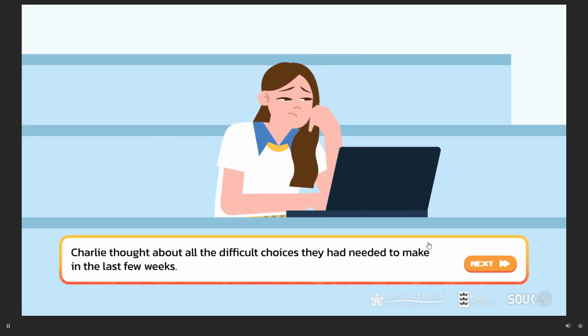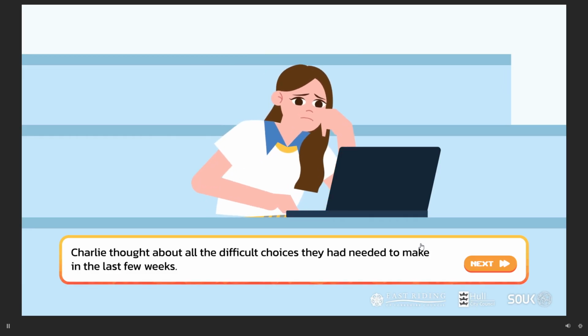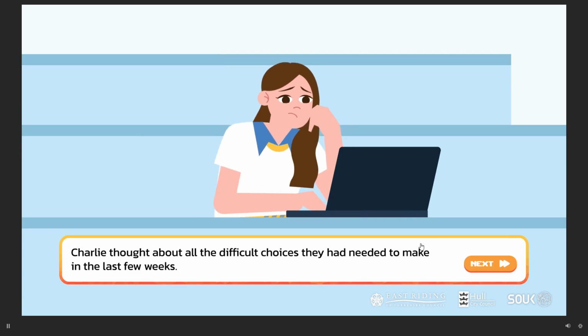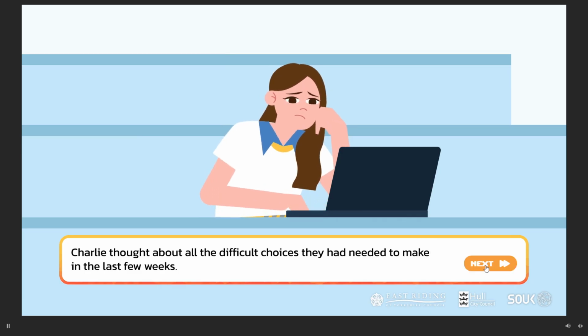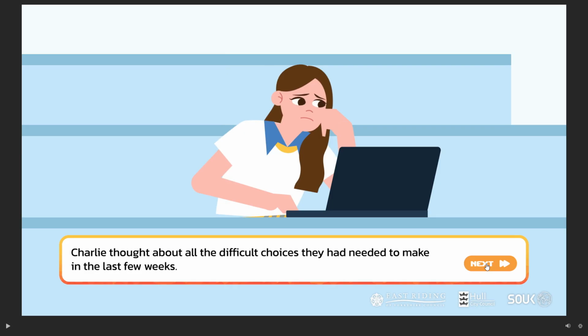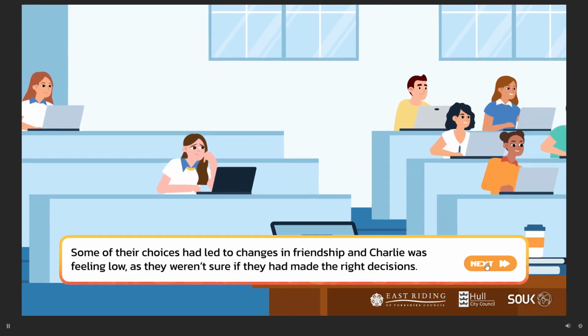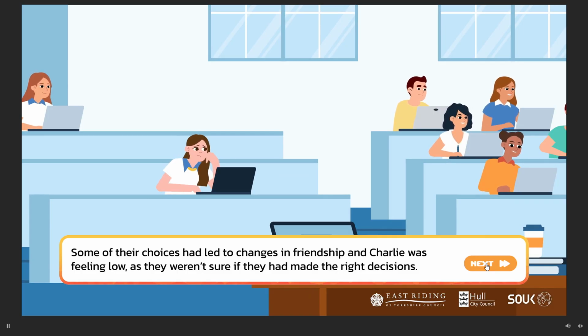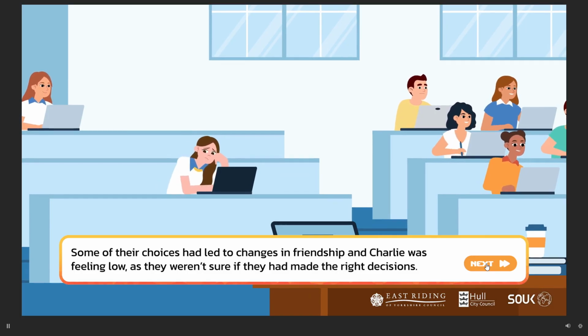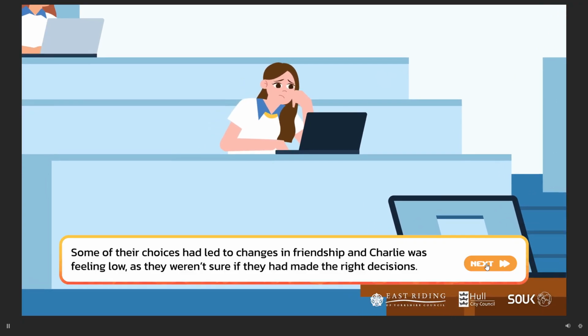Charlie thought about all the difficult choices they had needed to make in the last few weeks. See what the law has to say about that. These choices weren't very difficult. Some of their choices had led to changes in friendship, and Charlie was feeling low, as they weren't sure if they had made the right decisions.